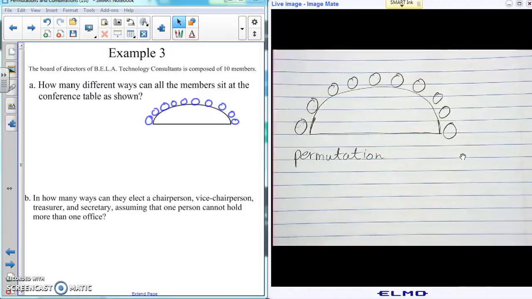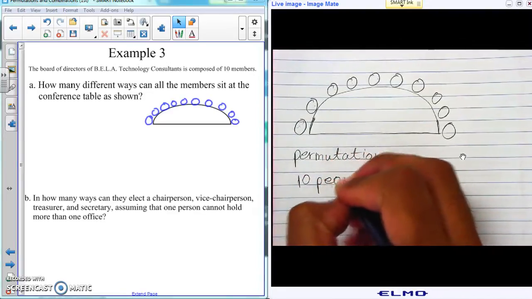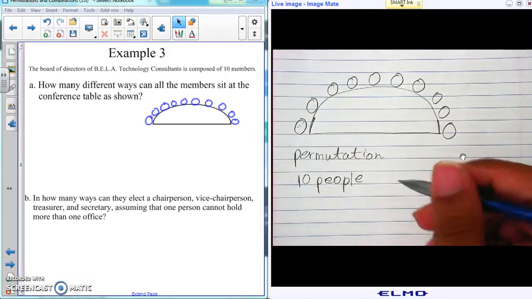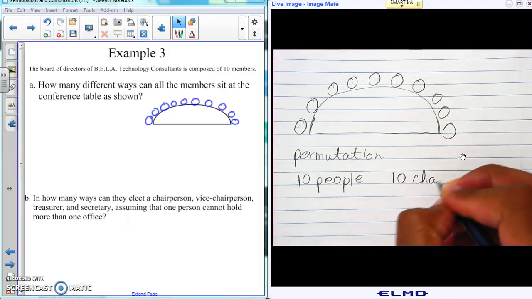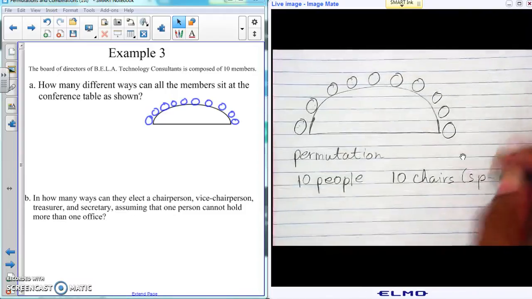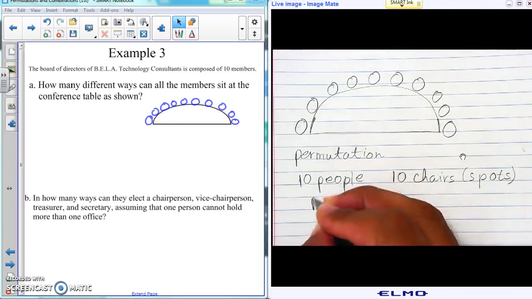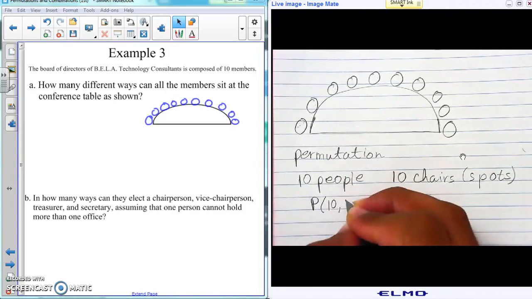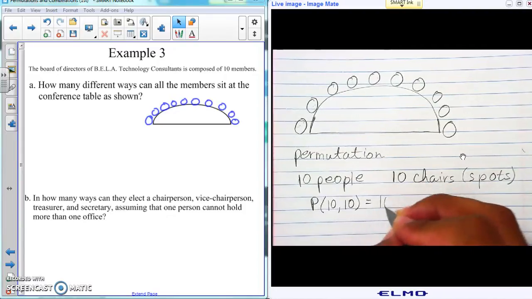With that, how many people are there? You can see that from the first line up there. There are 10 people. And how many places are there around the table? There are 10 chairs, 10 spots. So if there are 10 people and 10 spots, do we use the first permutation or the second type of permutation? We use the first one because they're both the same numbers. So we do P(10,10), which is 10 factorial.